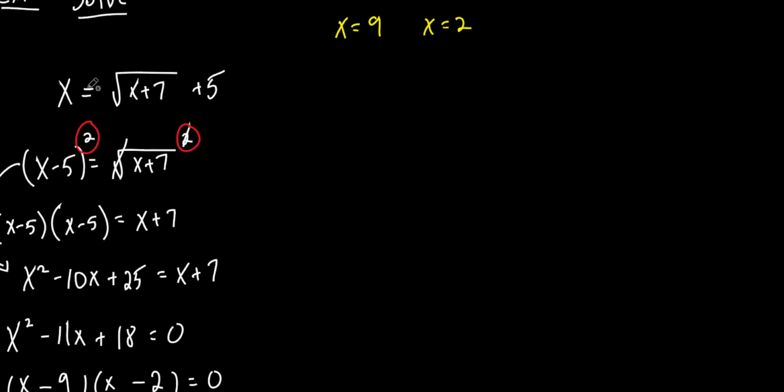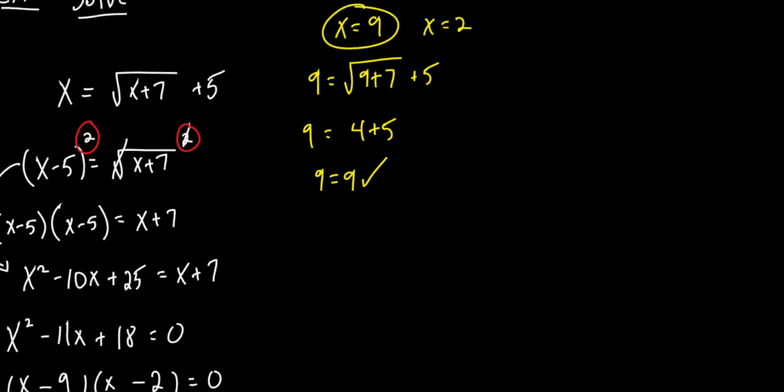So let's do the 9 first. 9 equals the square root of 9 plus 7, plus 5. You could probably do this in your head, but I'm going to do the whole thing. Let's see if the other side is 9. So 9 plus 7 is 16. The square root of 16 is 4. 4 plus 5 is 9. Does 9 equal 9? Yep, last time I checked it does. So 9's good. I can circle 9 and say that that's one of my answers.